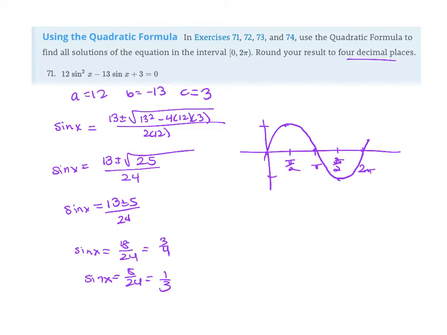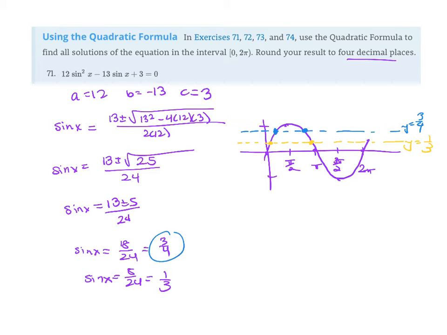So this is our y equals 3/4. So let me graph that one first, 3/4. So maybe that's about right here. And then our other one is 1/3. So let's say it's about here. So we want to know, where does it hit the sine graph? So it's going to hit there, and then it's also going to hit right here. So we actually are going to have 4 points.